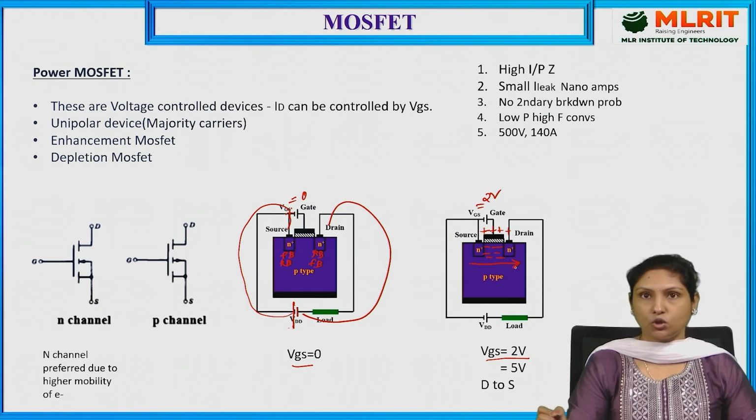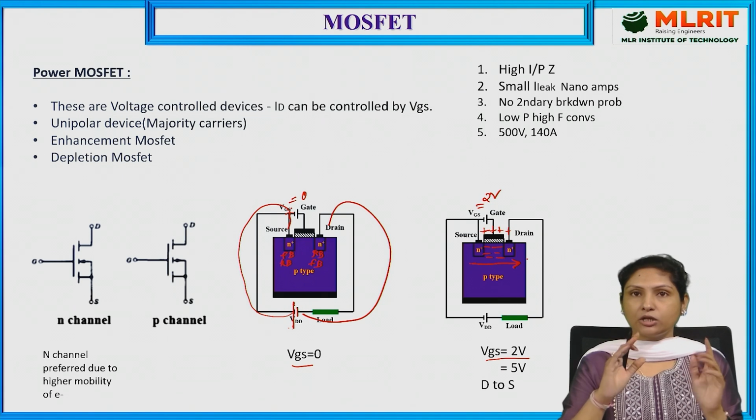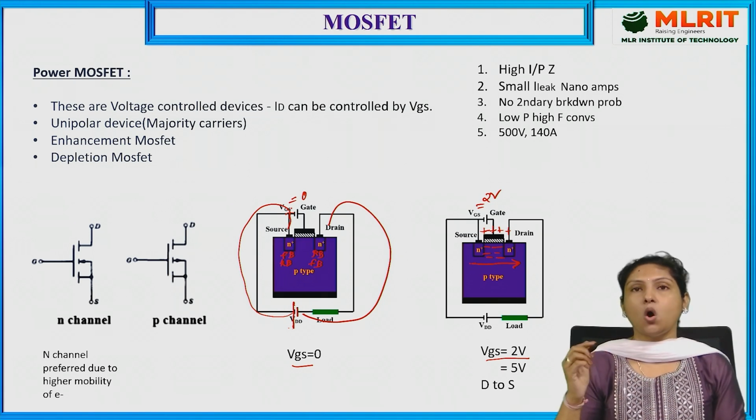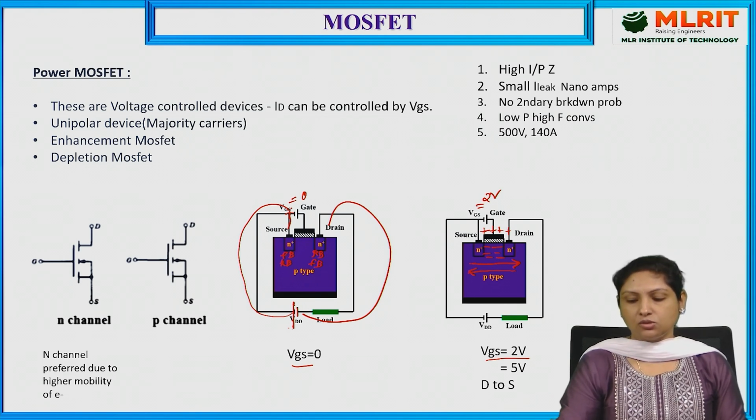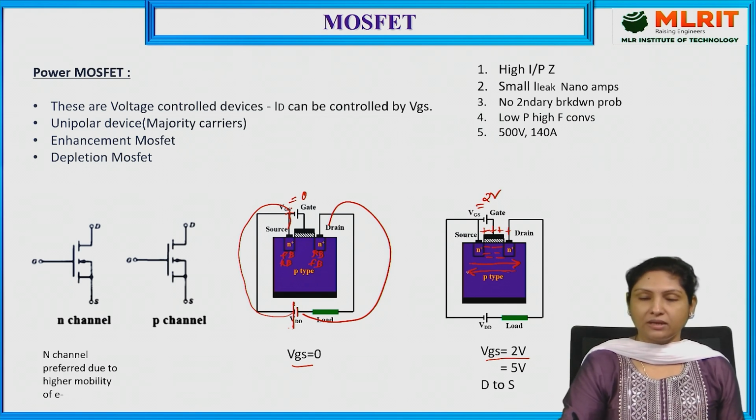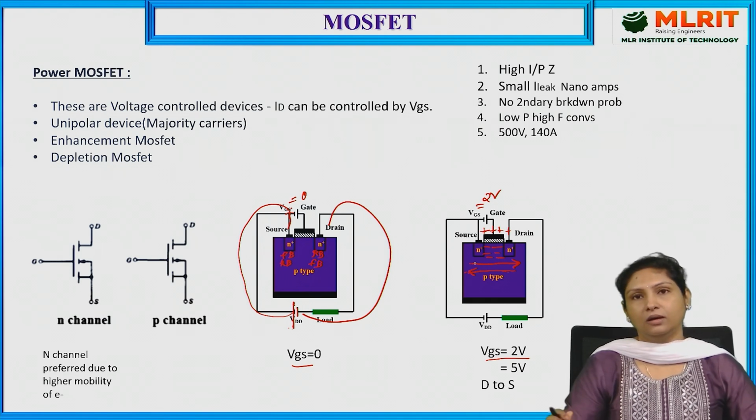Since electron flow is in this direction, current always flows in the opposite direction to that of the movement of the electrons. So that is the reason current is flowing in this direction in the device.